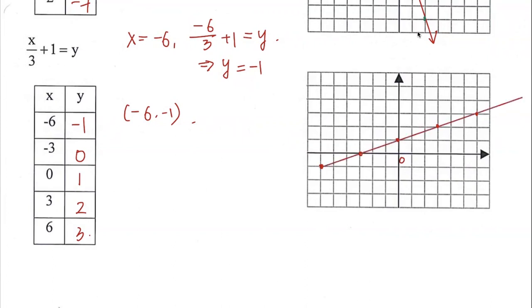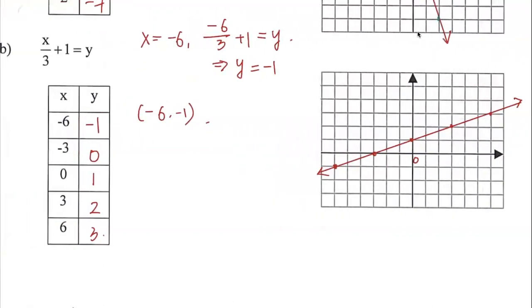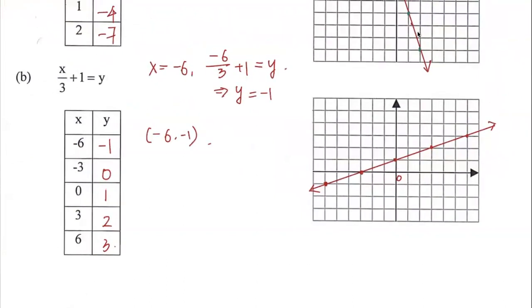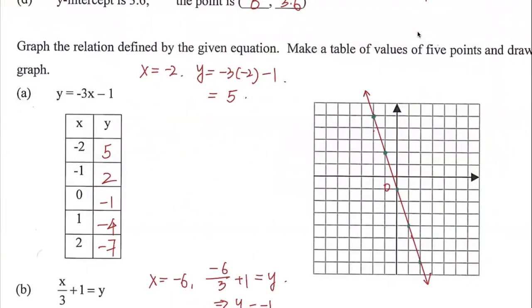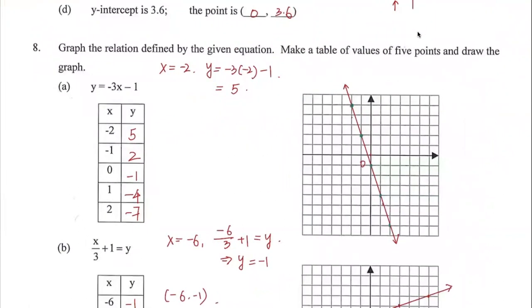Okay, so it looks like we did it right. So this straight line is the one that we found. So the question says graph the relation defined by the given equation, make a table of values of 5 points and draw the graph. Yeah, so this is what we need to do for this question.